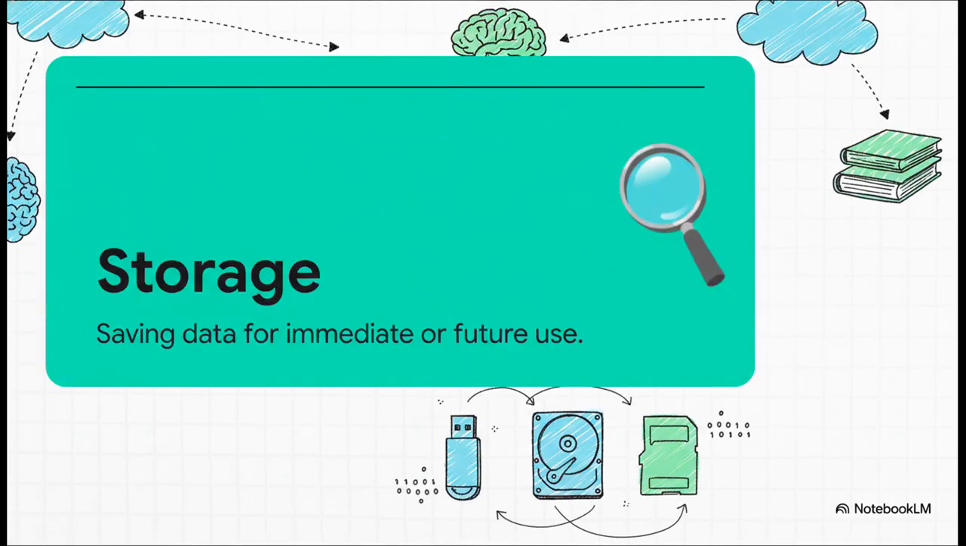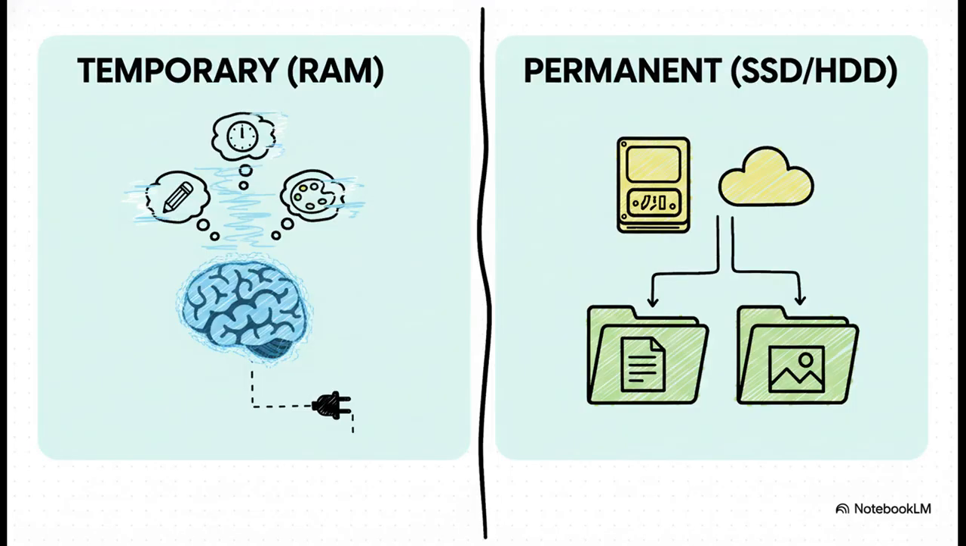And last but not least, we have storage. This is the computer's memory. I mean, a computer that can't remember anything would be pretty useless, wouldn't it? Storage is what lets a computer save data, whether it's just for a split second or for years and years. Now, storage isn't just one thing. It really breaks down into 2 main types.